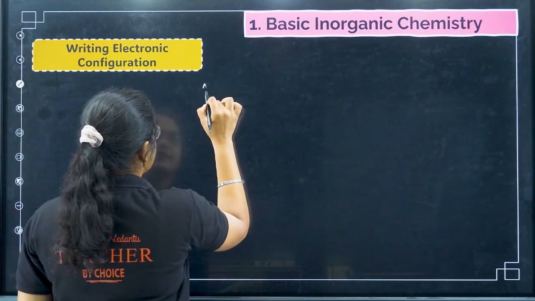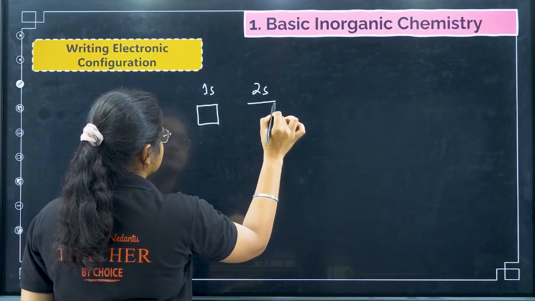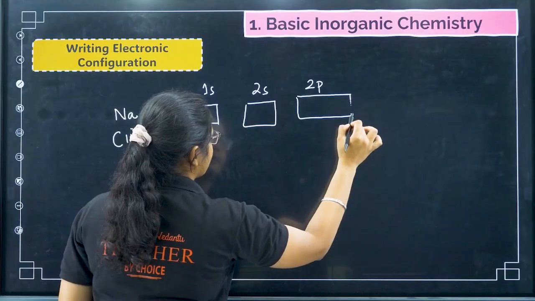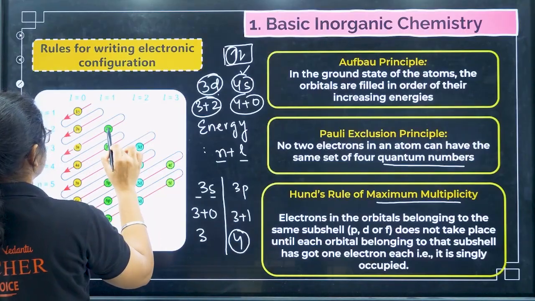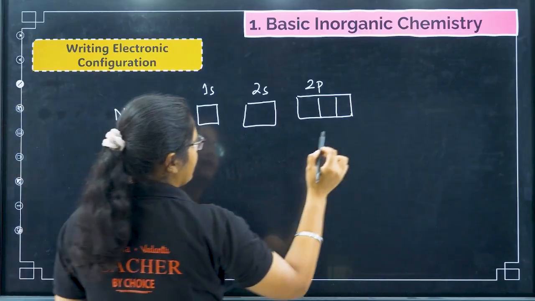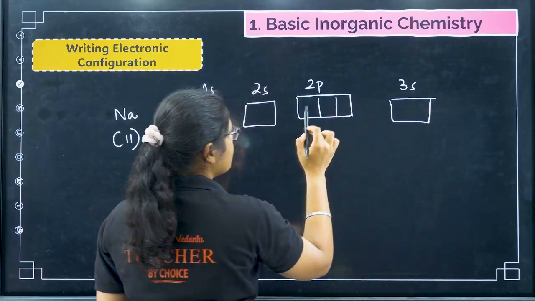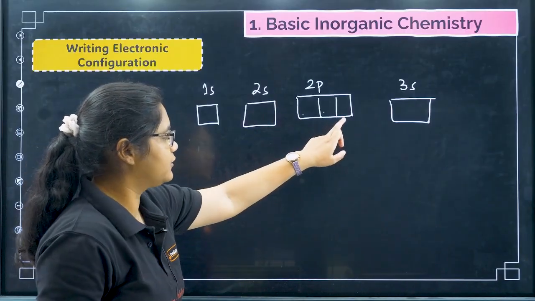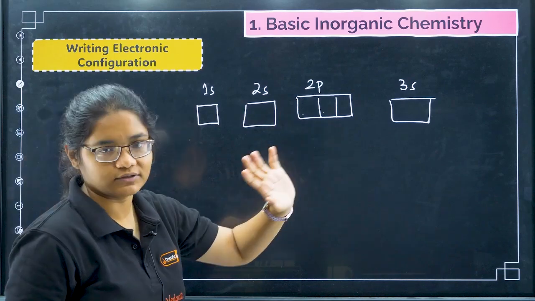So what all orbitals do I have? I have 1s, I have 2s, then I have 2p. From where am I getting this order? From this one. From here I am getting 1s, 2s, then 2p, and then I will have 3s. In 2p, since there are 3 orbitals in p, I am drawing 3 boxes here. Since there is always one orbital in s, I am drawing 1 box here.